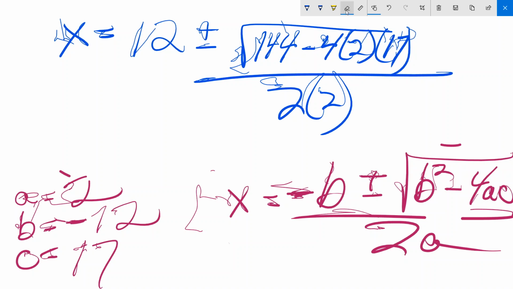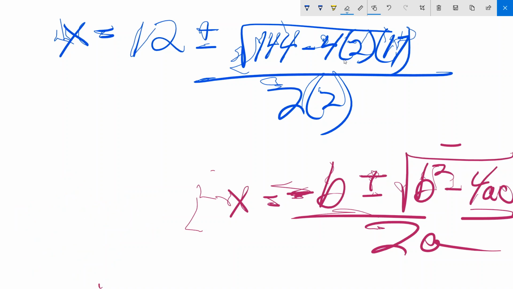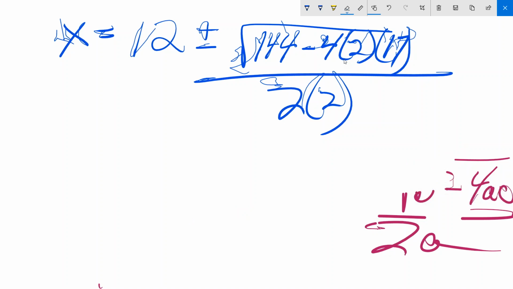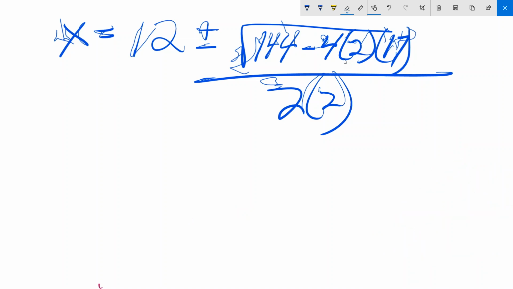And again, let me erase some of this stuff. In other words, we've got our answer right there in blue, but it's not simplified. We want to simplify it. So the first step in simplifying it is to figure out what this 4 times 2 times 17 is. What is 4 times 2 times 17? You have a calculator? Yeah, that's what I'm doing right now. 136. Okay. What's 144 minus 136?